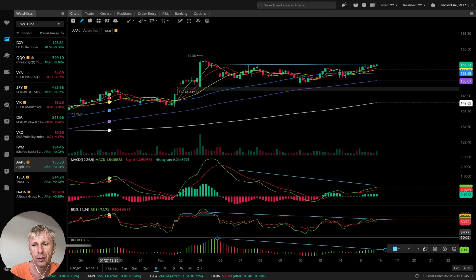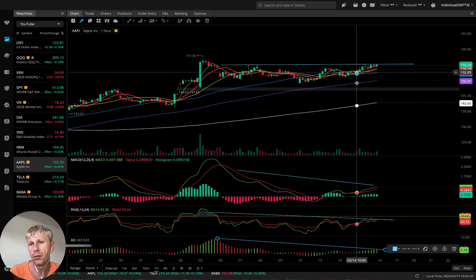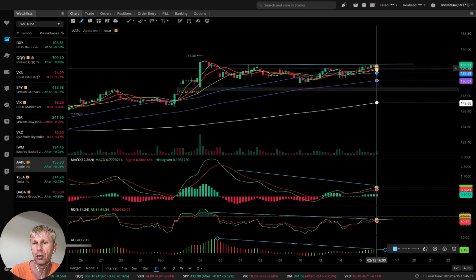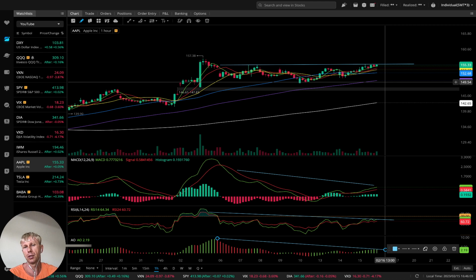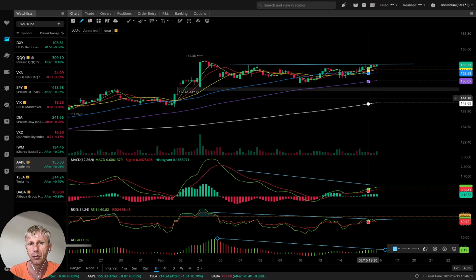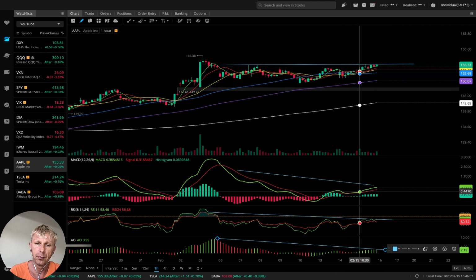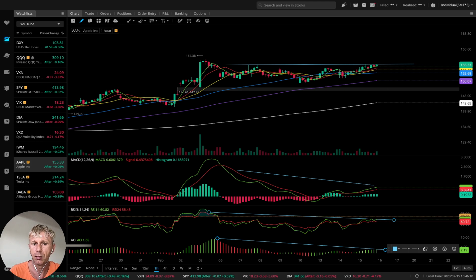On 1 hour time frame, but still bullish. MA5 still above MA20, all bars above all moving averages. It is still a bullish trend, has some gaps below. MACD bullish, RSI bullish, OSM oscillator bullish on 1 hour.